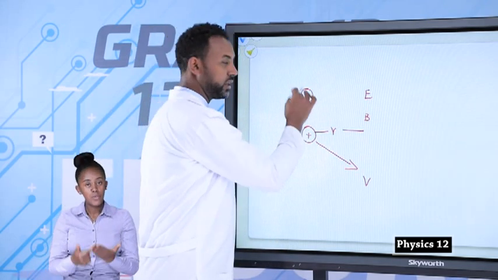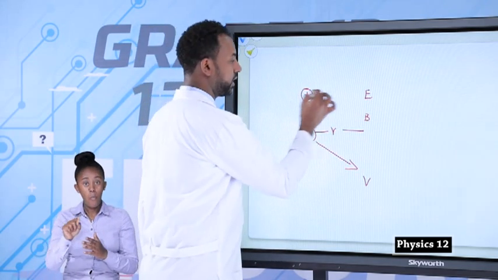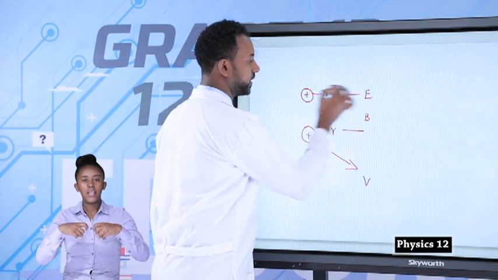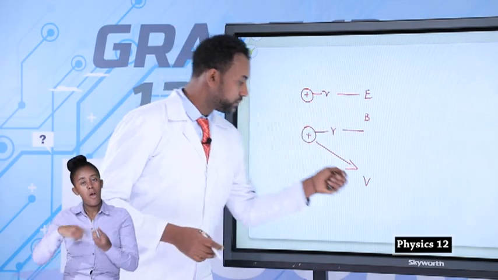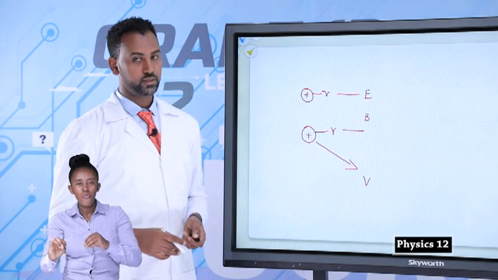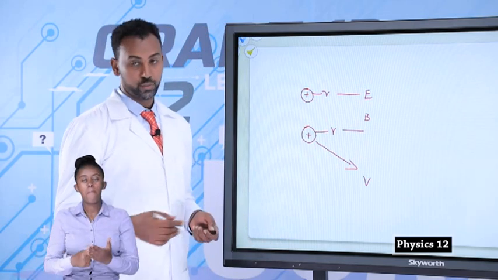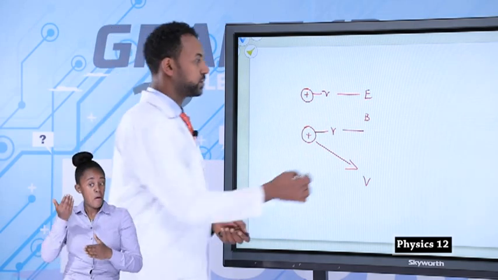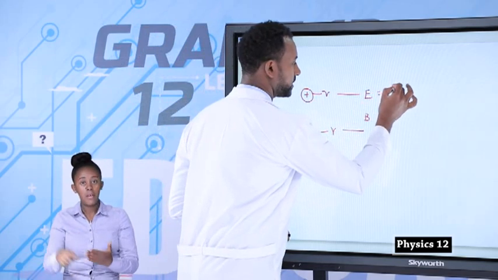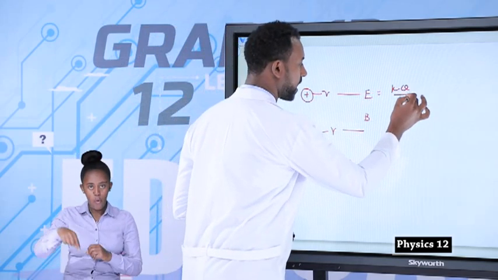So from any point charge, it's possible to find the electric field. And around any moving charged body, there is a magnetic field. This was our previous discussion. It's possible to find the electric field E as KQ over R squared.